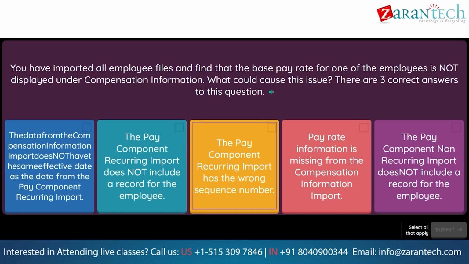Option 3: the pay component recurring import has the wrong sequence number. Option 4: pay rate information is missing from the compensation information import. Option 5: the pay component non-recurring import does not include a record for the employee.